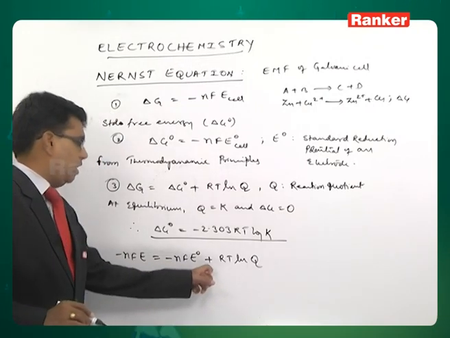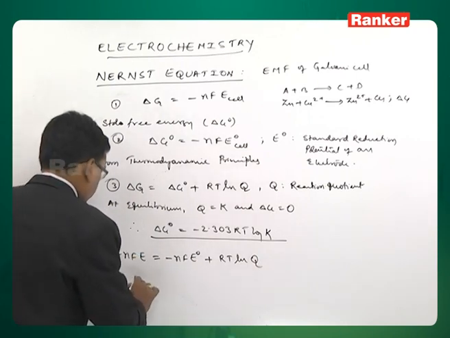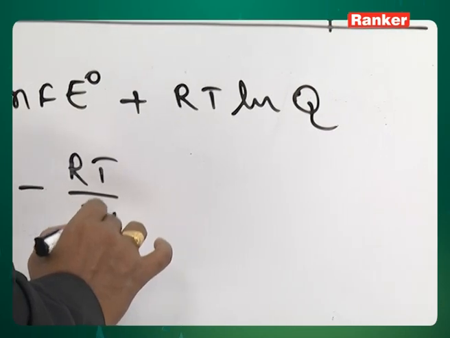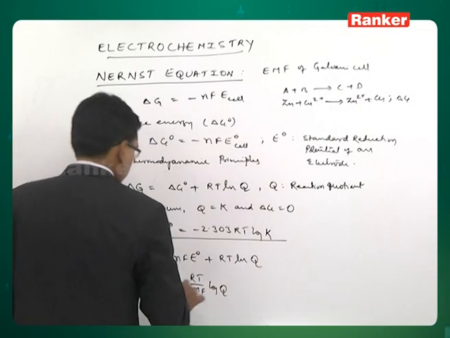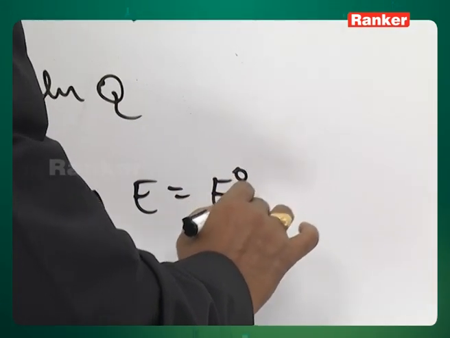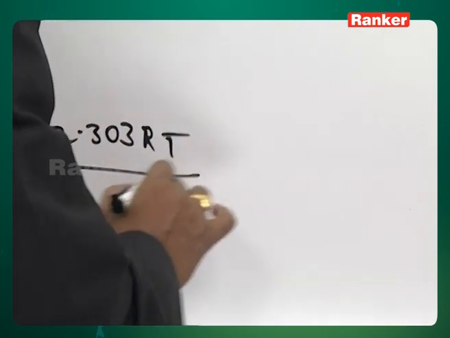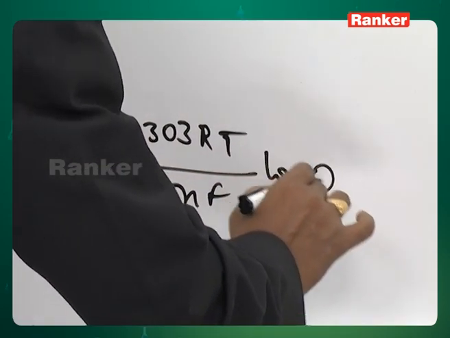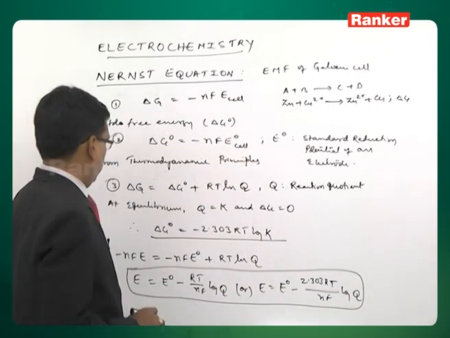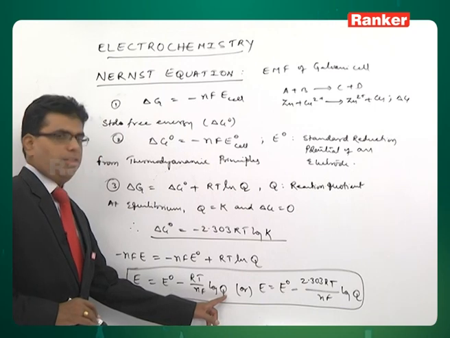Minus NF is equal to minus NF E naught plus RT ln Q. Now divide the whole equation by minus NF, then what you will get is E is equal to E naught minus RT by NF log Q, or the same thing we write as E is equal to E naught minus 2.303 RT by NF log Q. This is what we call the Nernst equation.